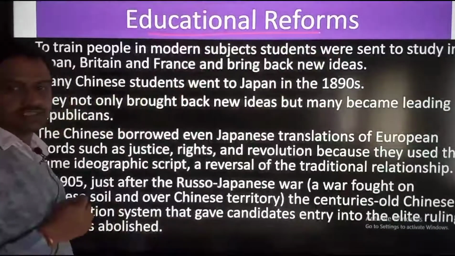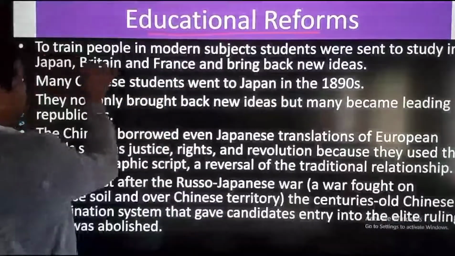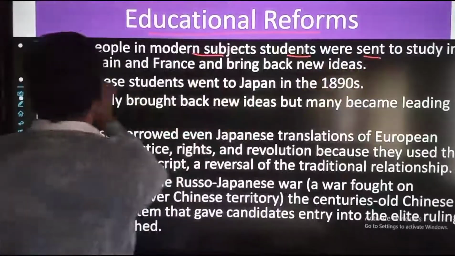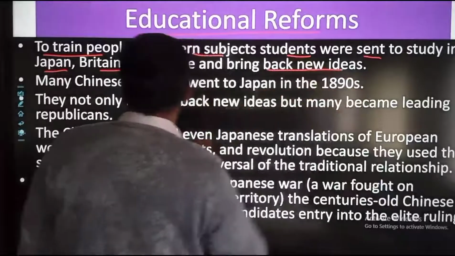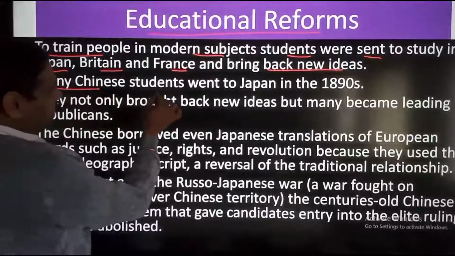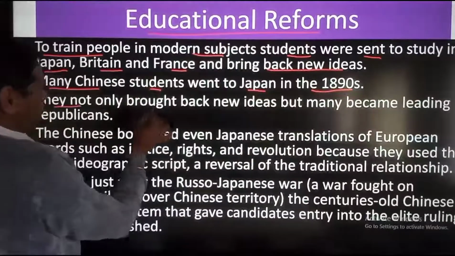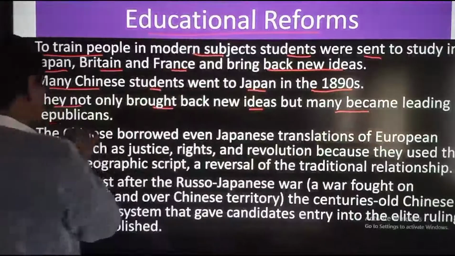There was educational reform. So what kind of educational reform was done, that we will discuss here. To train people in modern subjects, students were sent to study in Japan, Britain and France and bring back new ideas. Many Chinese students went to Japan in the 1890s. They not only brought back new ideas, but many became leading Republicans.